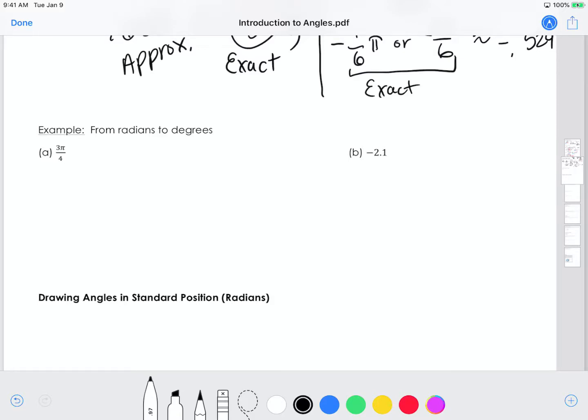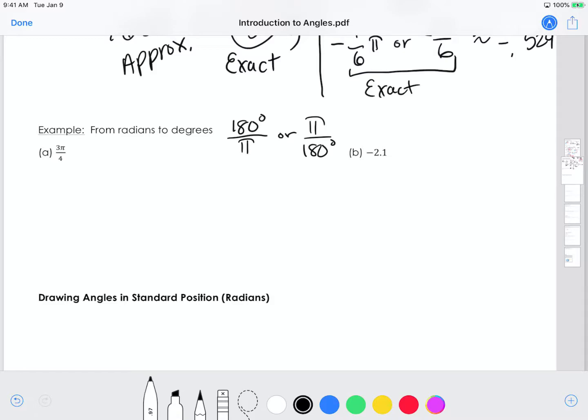Okay, now in the next example, we're going to convert from radians to degrees. So because we want to be left with degrees, we want the degrees to be on the top now when we use our conversion factor. So we could use either 180 degrees over pi, or we could use pi over 180 degrees.